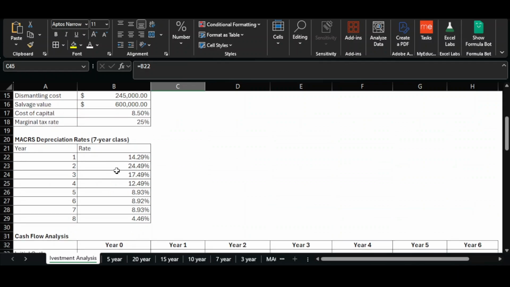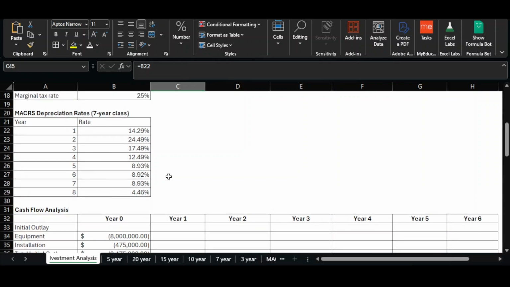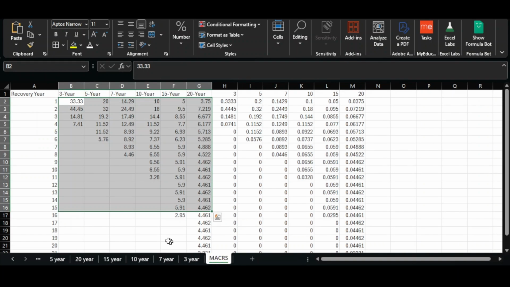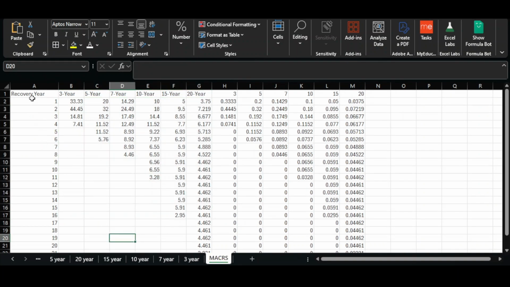So when it's the first year of a 7-year class MACRS classification, it's going to be 14.29% for the first year, 24.49% for the second year, 17.49% for the third year, and so on. Again, these are all given. It's also in a sheet right here. I have pasted it from Wikipedia or from another financial website. You have a reference of what it is. Here's the table for that.